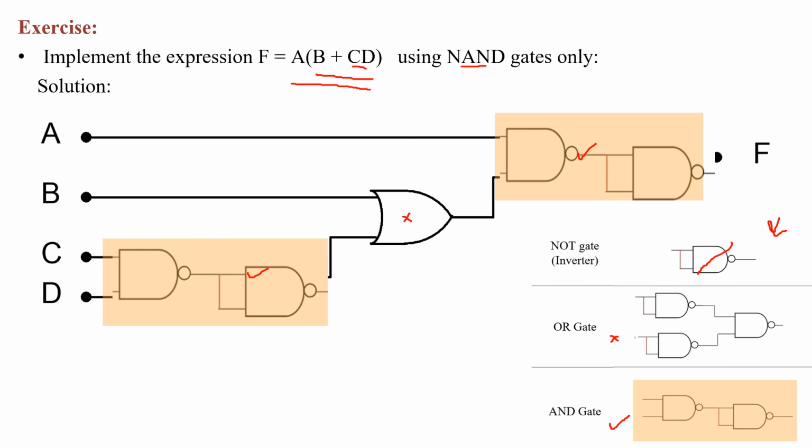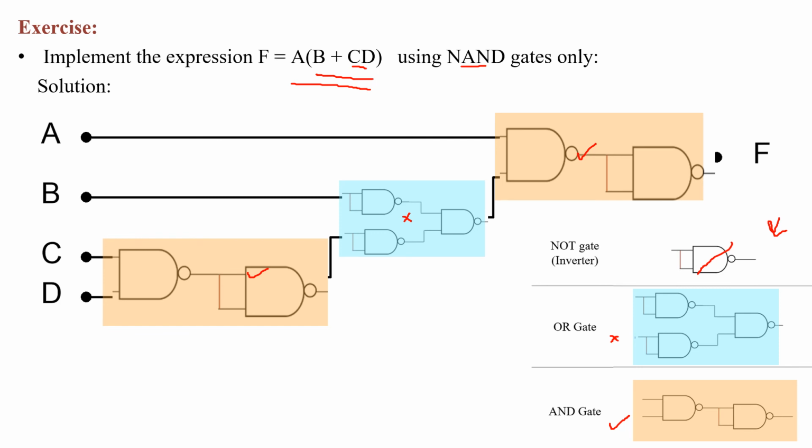Next, I have this OR gate that I need to get rid of and replace it with its NAND gate representation. This is the OR gate. This is how to make an OR using NAND gates only. So I'm going to replace the OR gate in my diagram with 3 NAND gates connected this way. Now I have everything drawn or sketched using NAND gates only, but it's not in its simplest form.